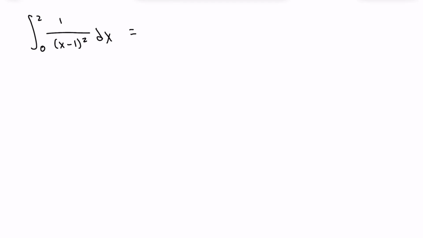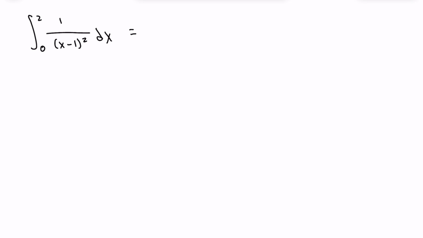So we were asked to evaluate this improper integral, and when we look at the function inside of the integral, it's 1 over (x minus 1) squared, and when we substitute 1, we get 1 over 0. So we can see that this function has a discontinuity, and since 1 is in between 0 and 2, the discontinuity is in the interval, and it's an infinite discontinuity.